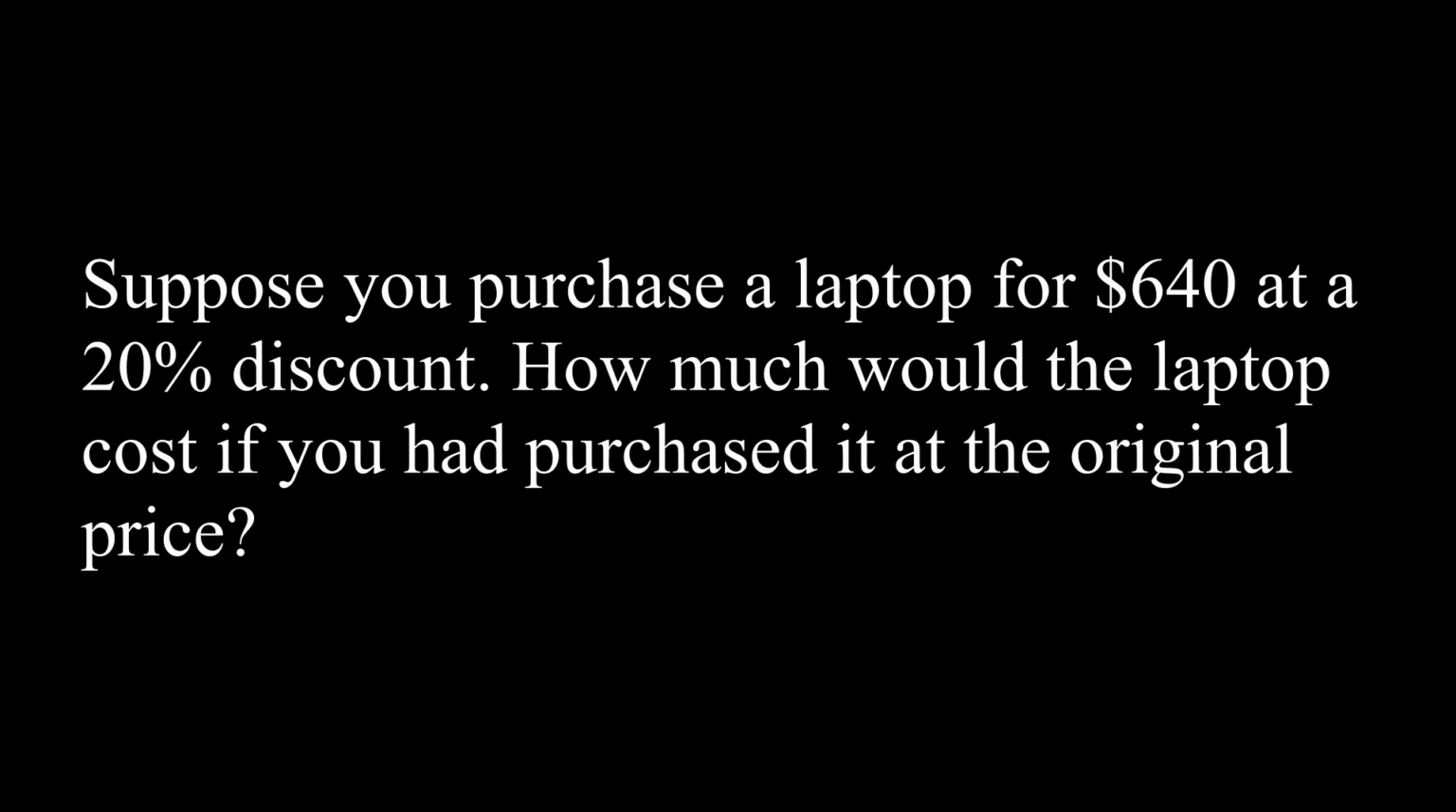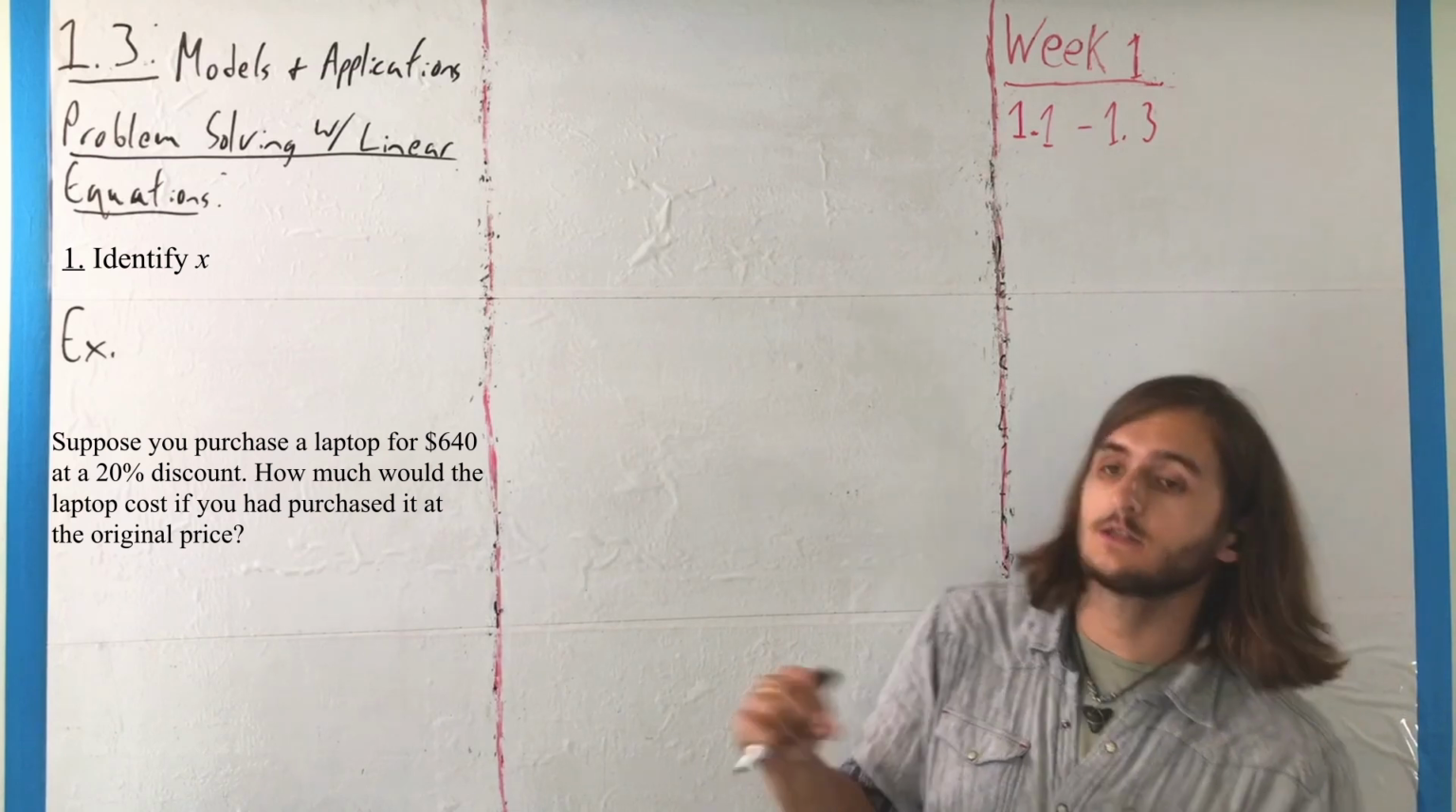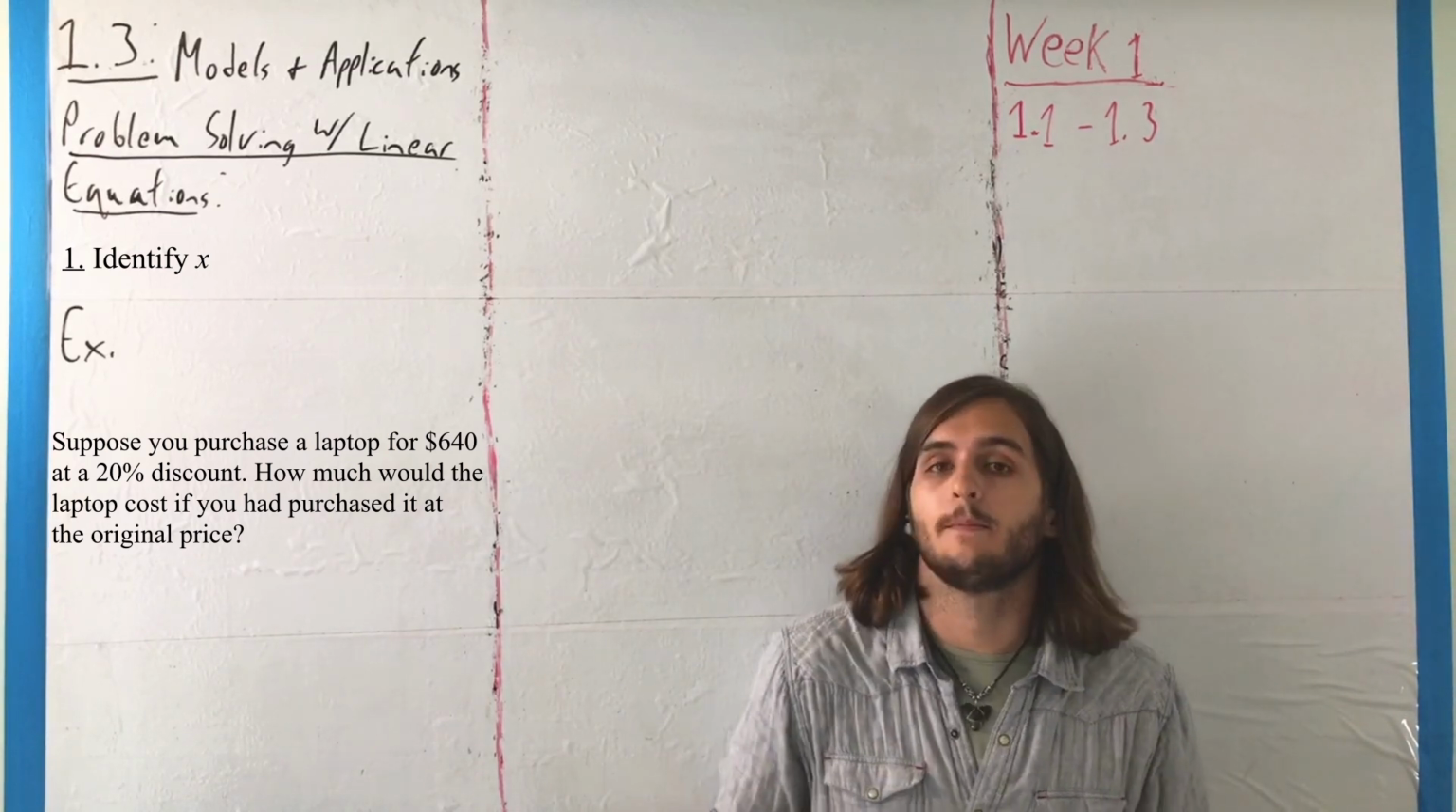Our third example here is pretty short and sweet. Suppose you purchase a laptop for $640 at a 20% discount. How much would the laptop cost if you had purchased it at list price? So I'm saying here that you're not getting a 20% discount on $640. I'm saying that the $640 is the discounted price that you got.